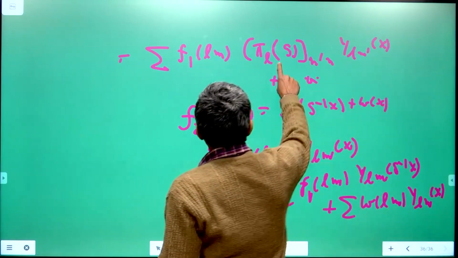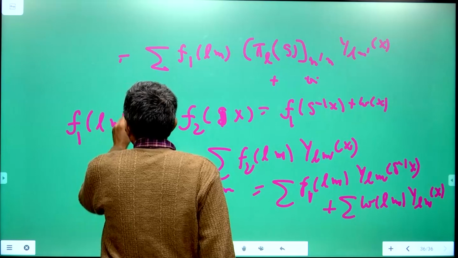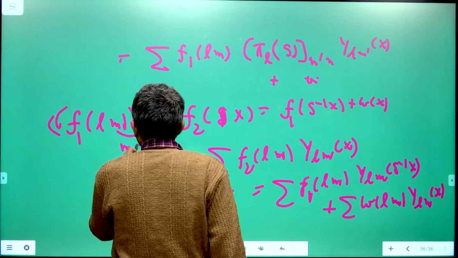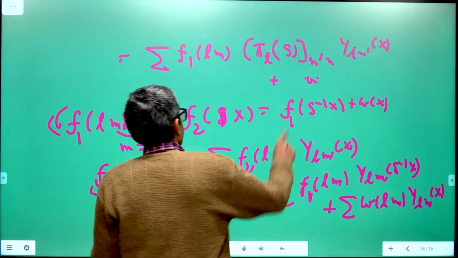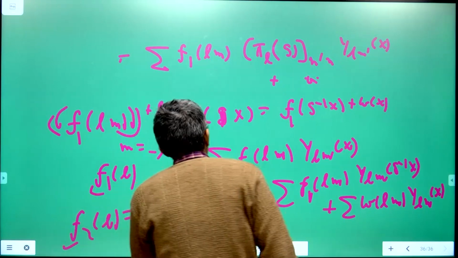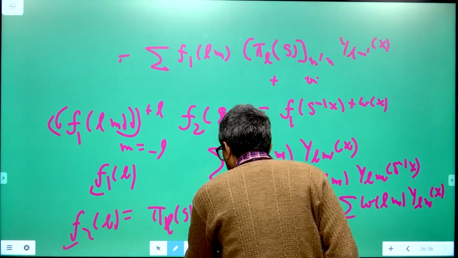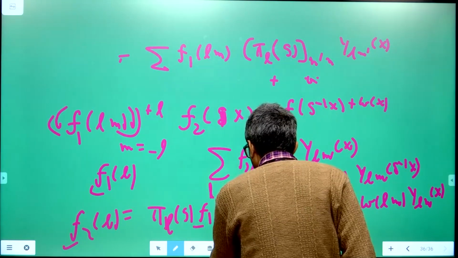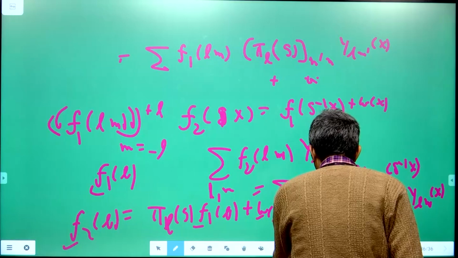So you can also write this as follows. If I define a feature vector FLM as m varies from minus L to plus L, and denote it by F1L, then this equation is nothing but the feature vector F2L being simply pi L(G) acting on F1L plus WL, for different L's, L equal to 0, 1, 2, 3, etc.